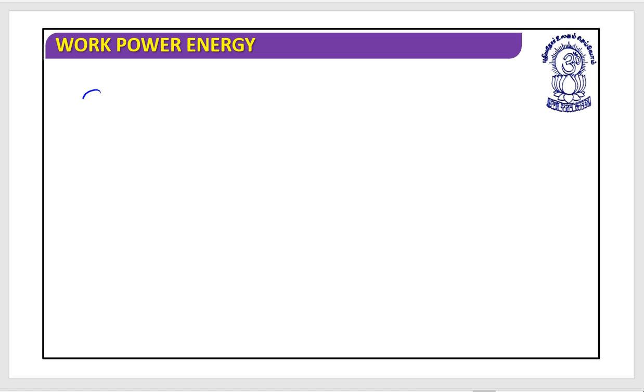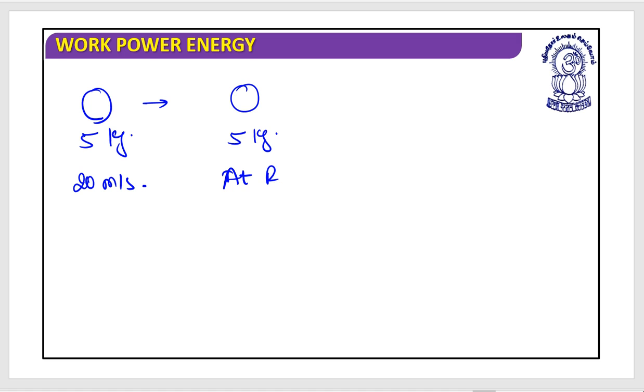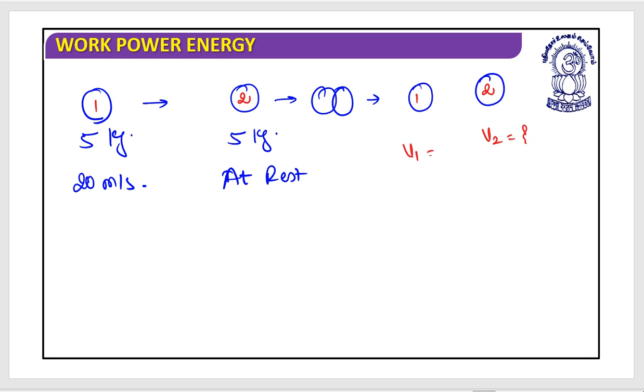Let's take one example and you will find how this can be done. Let's understand that this is a body having a mass of 5 kg and it was moving with 20 meter per second in this direction. This is another body having a mass of 5 kg and it is at rest. They are going to collide elastically and move in this direction. This is the first body with v1, and this is the second body with v2. We don't know v1 and v2, but what we know is that both are identical bodies.